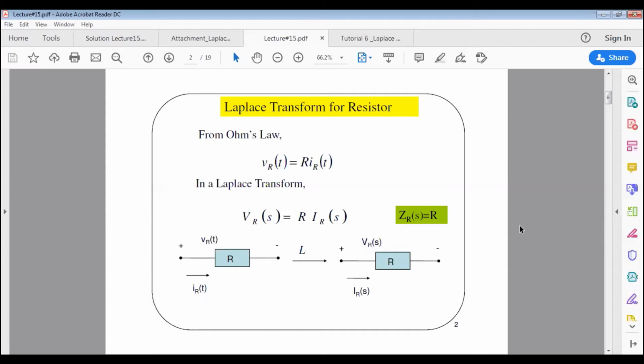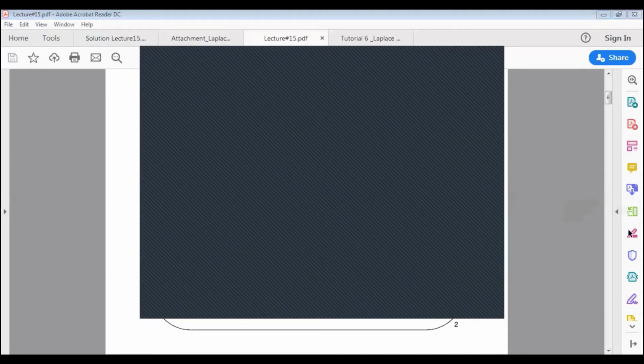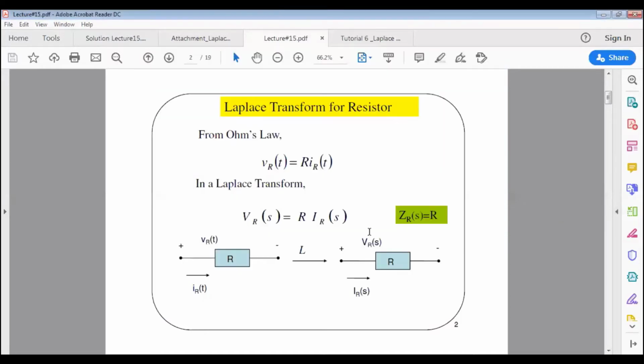inductor, and capacitor. For the resistor, we know from Ohm's law that the relationship is V equals IR in time domain. When we do a Laplace transform, it will not change much in terms of the equation. The changes will only be from the time domain to the S domain. So we can have V_R(s) equals R times I_R(s). In this particular case, we know that the impedance of the resistor is R.